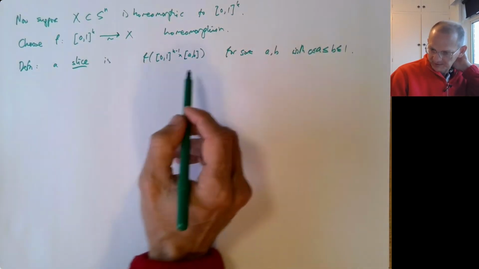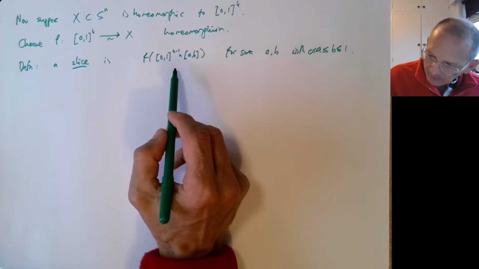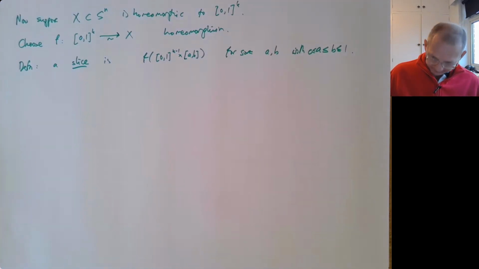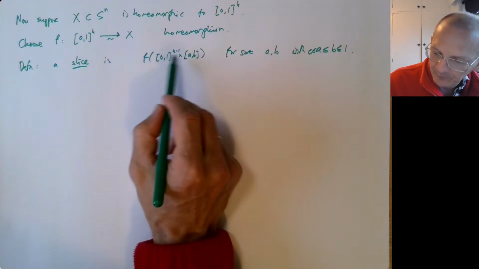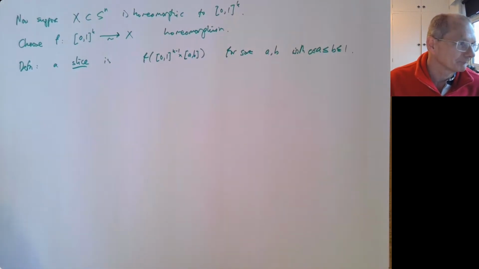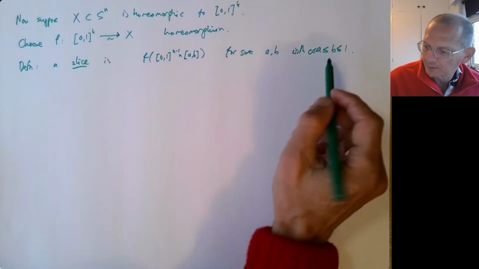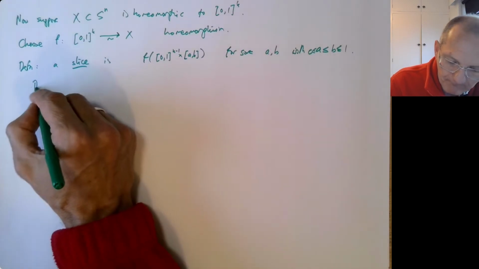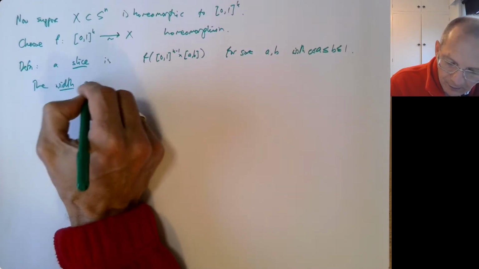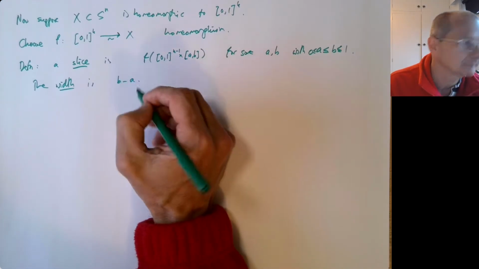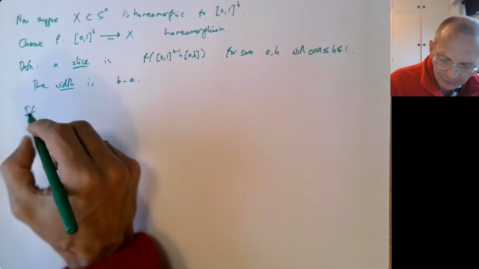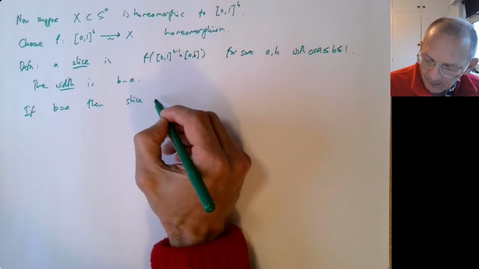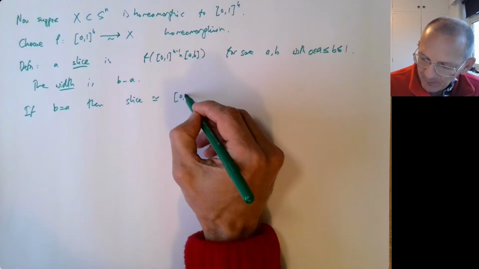Okay, so suppose we've got some subinterval AB of the unit interval, and we take [0,1]^(k-1) crossed with that. Then the image of that we're going to call a slice of X. In particular, A could be equal to B. By the width of the slice I just mean B minus A. So if B equals A, then the slice is homeomorphic to [0,1]^(k-1).